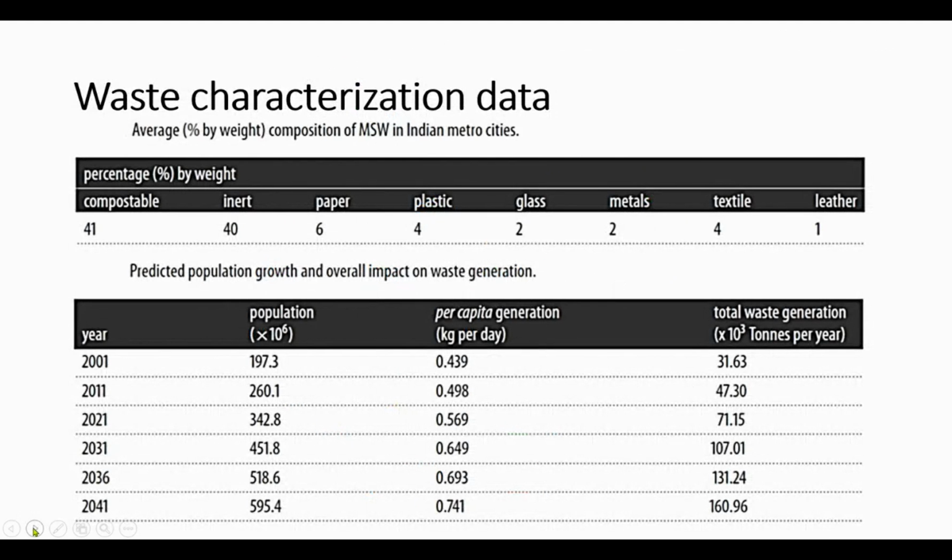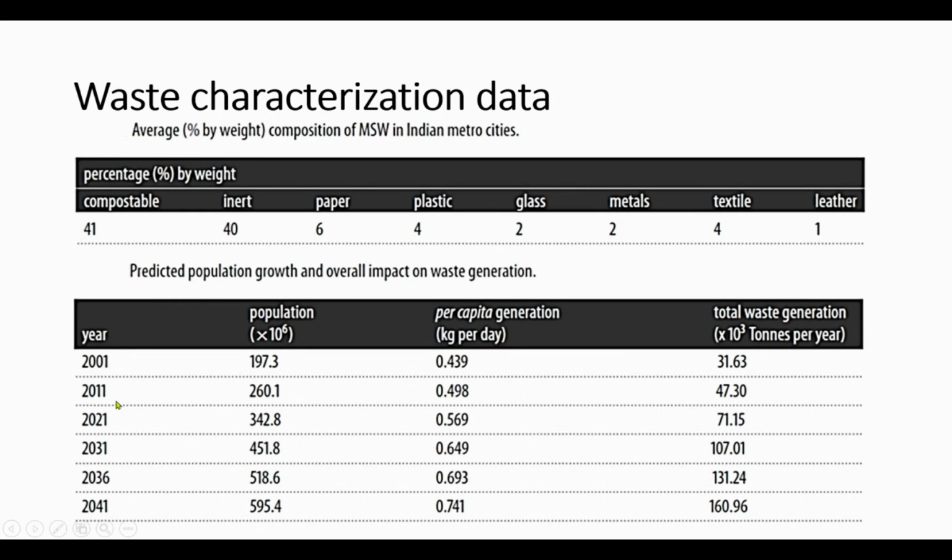Okay, so that is the characterization data. We know that such types of waste are generated in many countries. If we are talking about India, then in many states, but we also have to focus on the percentage by weight, like compostable, inert material, paper, plastic, glass, metallic waste, textile waste, then leather waste. These are the average percentage by weight composition of municipal solid waste in Indian metro cities.